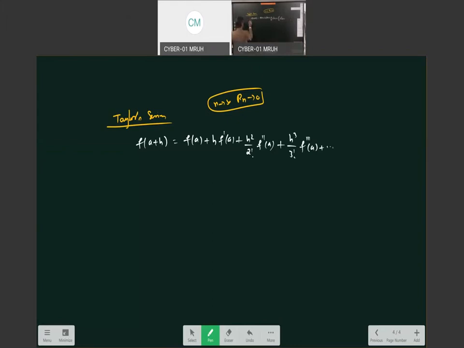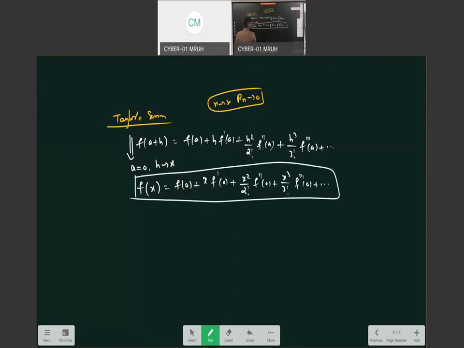So here what we are doing now, here I am taking that a is taken to be 0 and h is taken to be x. So with the substitution, I can get as f of 0 plus h. So f of x can be written as f of 0 plus x into f dash of 0 plus x squared by 2 factorial into f double dash of 0 plus x cube by 3 factorial into f triple dash of 0 plus and so on and so forth. So this we call it as a Maclaurin series.